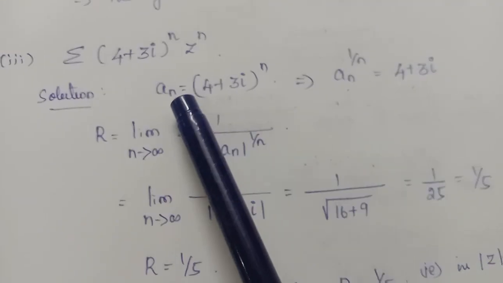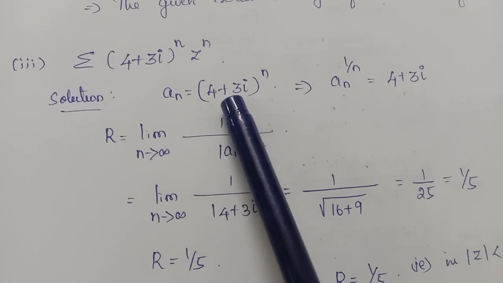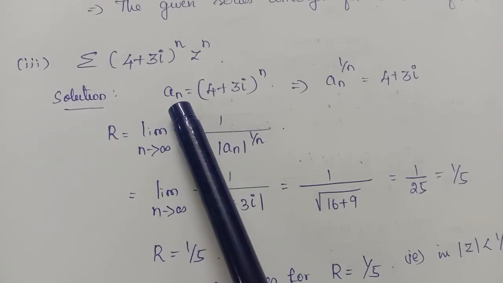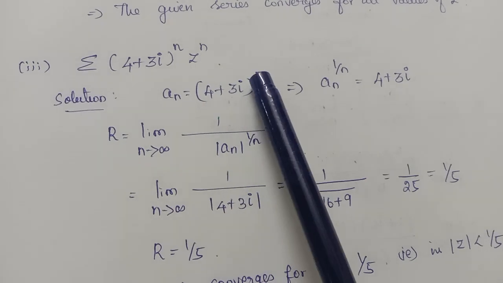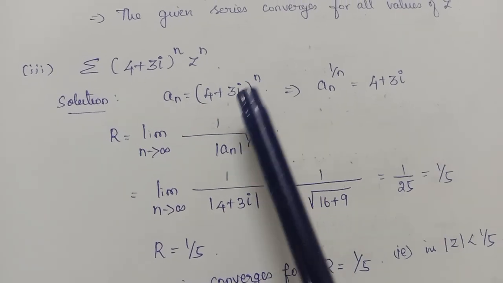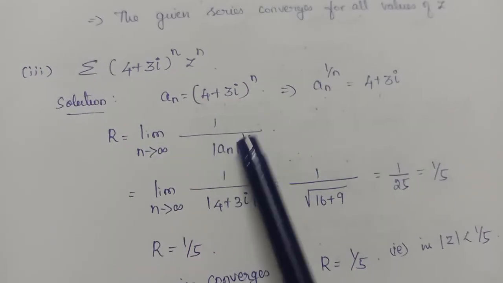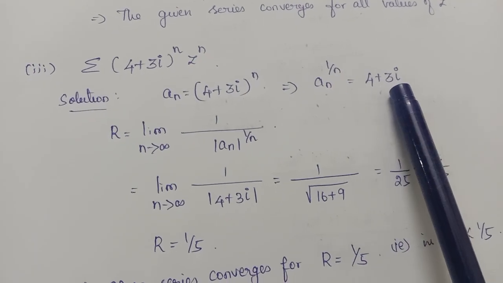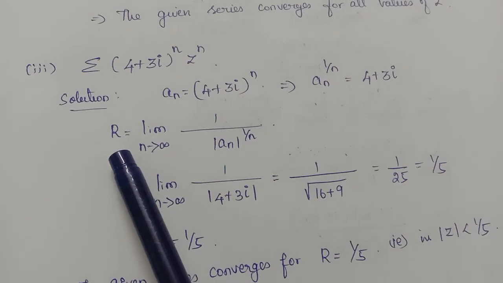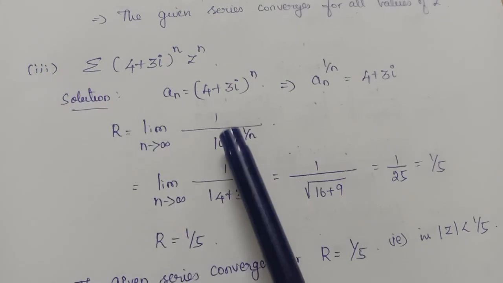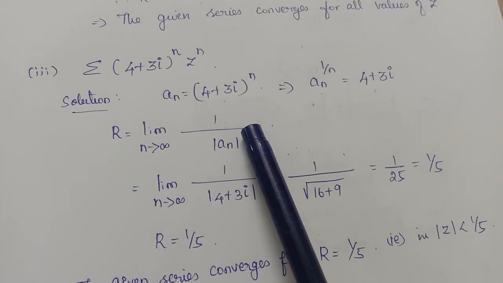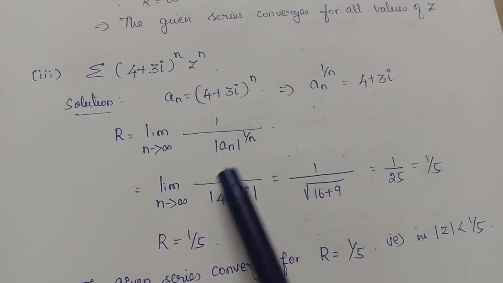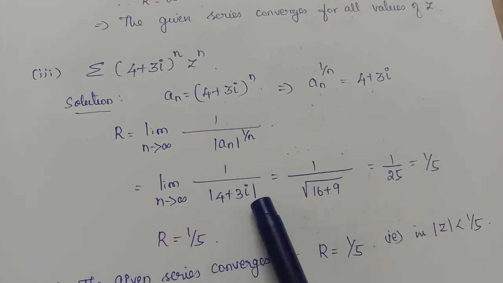So here the coefficient of z power n is (4 plus 3i) the whole power n, that is taken to be an. Since it is containing power n, I am going to make use of this formula. Right? So an power 1 by n will be simply 4 plus 3i. So what is the formula? R equal to limit n tends to infinity 1 by modulus an power 1 by n. So limit n tends to infinity 1 by modulus 4 plus 3i.